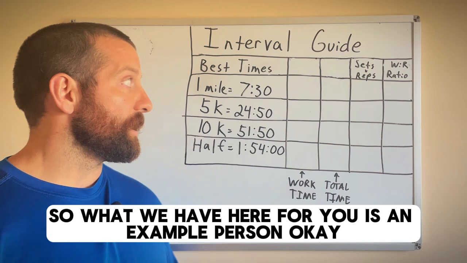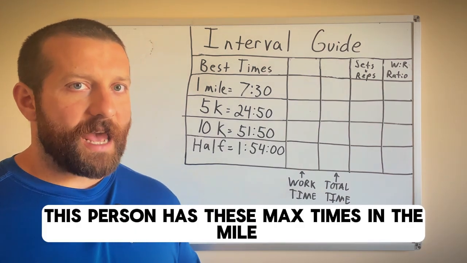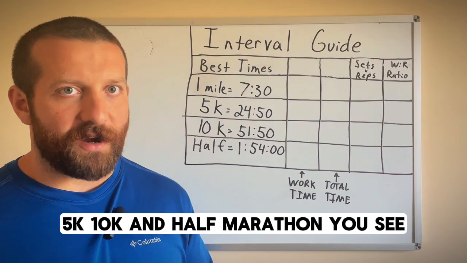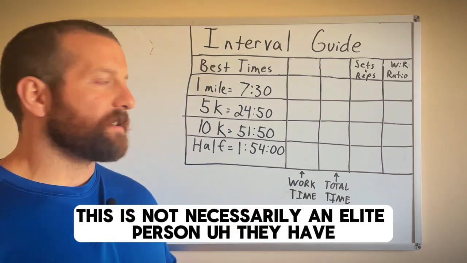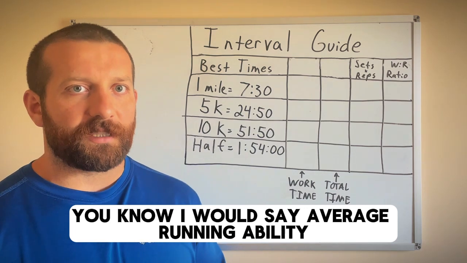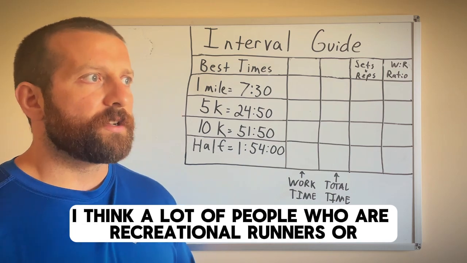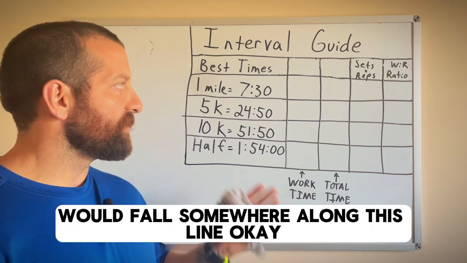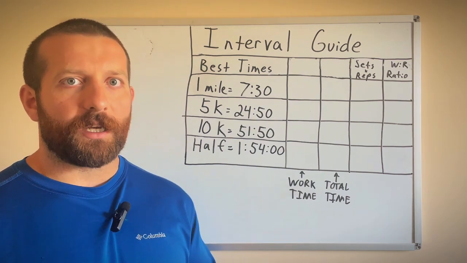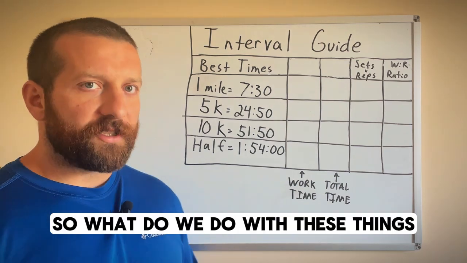Okay, so what we have here for you is an example person. This person has these max times in the mile, 5K, 10K, and half marathon. You see, this is not necessarily an elite person. They have, I would say, average running ability, but not terrible. I think a lot of people who are recreational runners or dabble in running would fall somewhere along this line. So this is an everyday person, a good example, and should apply to a lot of people. So what do we do with these things?